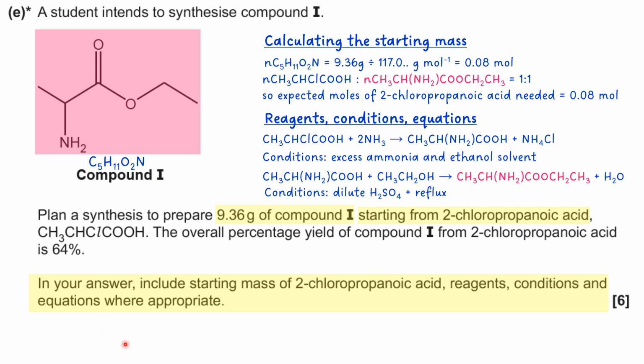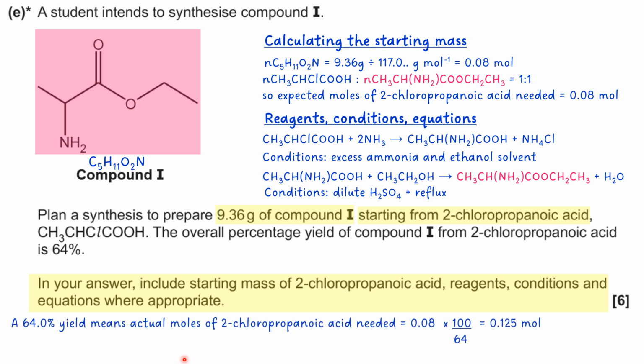If we go to the bottom of the screen, I'm going to finish it off down here. A 64% yield means that the actual moles of 2-chloropropanoic acid need to be scaled up. So you take the 100 and divide it by the 64, you flip it round. That multiplies 0.08 up to 0.125. So 0.125 moles with a 64% yield will make 0.08 moles of my compound I, which, as we've worked out already, is 9.36 grams.